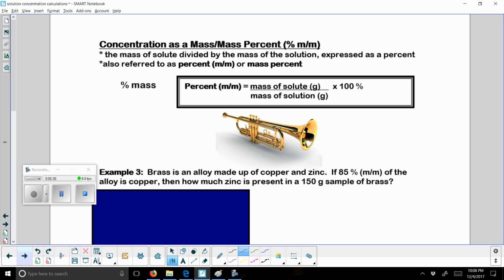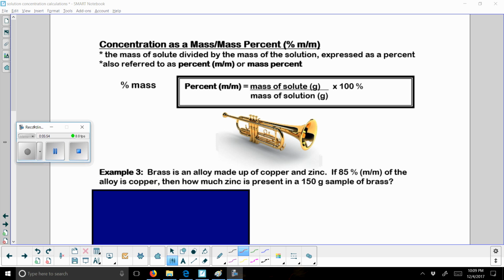What I have here is a trumpet, and a trumpet is made up of brass. Brass is made up of alloys. So we're going to be comparing the amount of the different metals in here to the overall metal solution, we'll call that. Because both are solids, we're going to be using the mass percentage here. So it's just like before, except we're comparing the mass of the solid over the mass of the solution. Let's look at the example here. Brass is an alloy made up of 85% copper. I want to know how much zinc is present in a 150 gram sample of this brass.